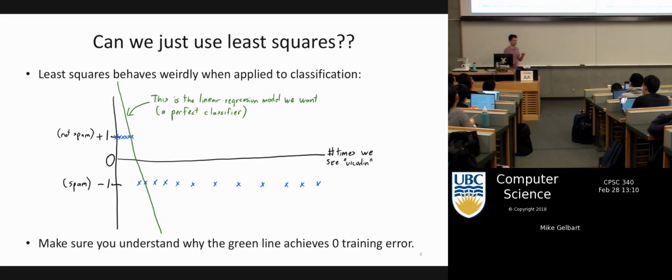Actually, before I proceed, anyone not see why this green line is getting 0 training error? I kind of feel like we talked about this last time, but now I don't remember. Maybe not.